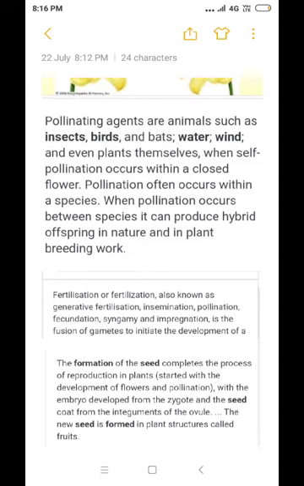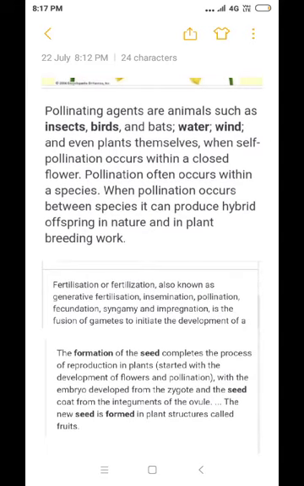Now pollination is completed. Let's come to fertilization. Fertilization, also known as generative fertilization, is the fusion of gametes to initiate the development of a new organism. Fertilization is a step between pollination and seed formation. The fusion of the male gamete with the female gamete is called fertilization.